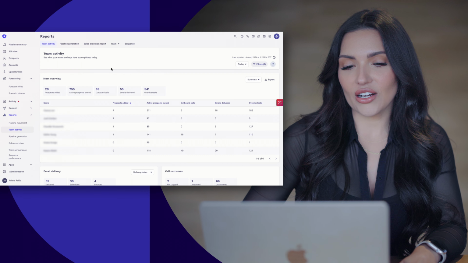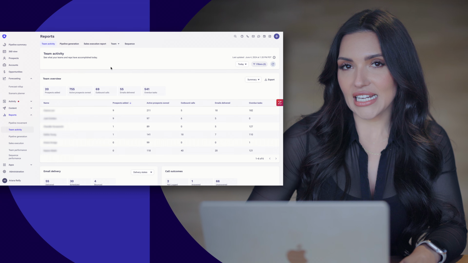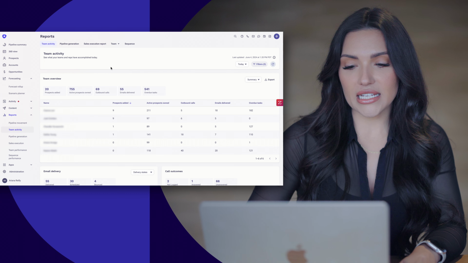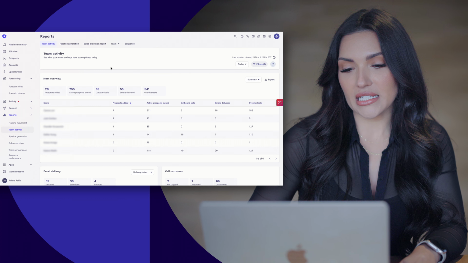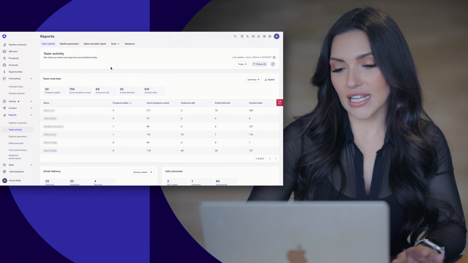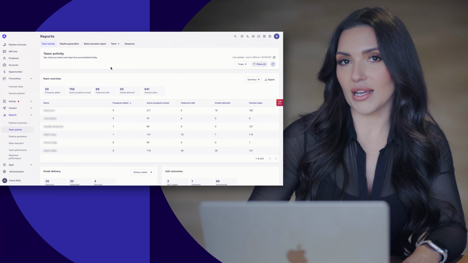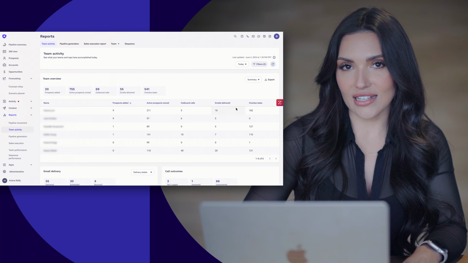I'm a commercial new logo sales manager here at Outreach, and today I'm going to show you how I use the platform to coach my team. As you can see here, I land on the team activity report. This gives me in real time the activity from my team in terms of how many prospects they've added to sequence, how many calls they've made, and their overdue tasks.